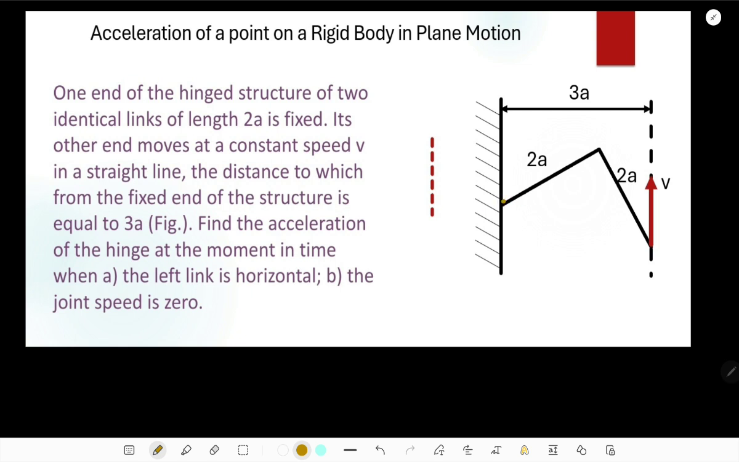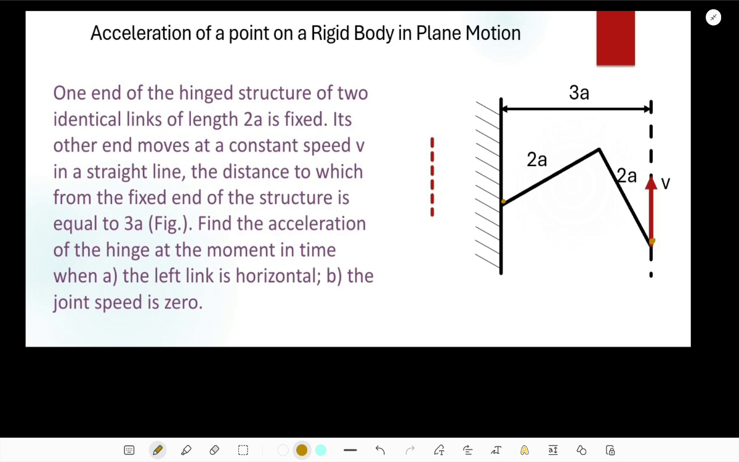Its other end moves at a constant speed. Not only is the speed constant, but its direction is also constant, because the other end moves at a constant speed v in a straight line. And we are fortunate enough that anytime we wish, we can place an observer here, and this will be the observer of the inertial frame. So we are fortunate enough to have this in this problem.